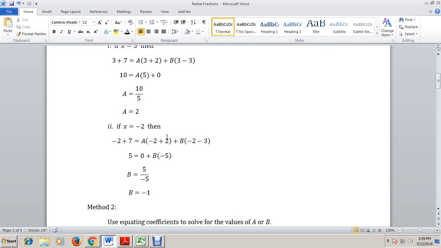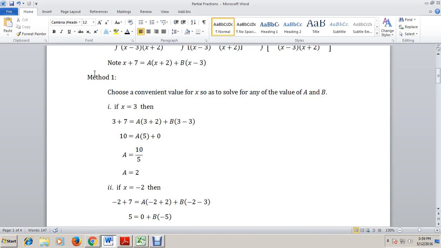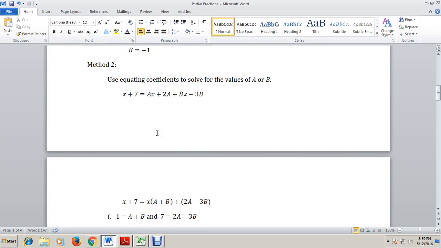Of course, this expression for a already becomes 0, and this becomes 7 minus 2, that is equal to 5, while b times negative 2 minus 3 becomes negative 5. Solving for b, b equals negative 1. Okay, so that is the presentation of the first method, choosing a convenient value for x, then solving for a and b. Now, we have another method of solving for a and b, so I'll be presenting this also.